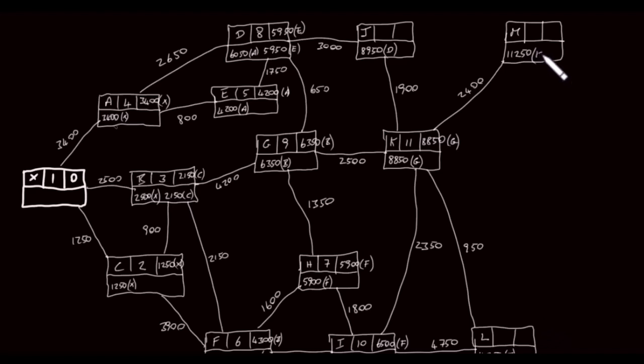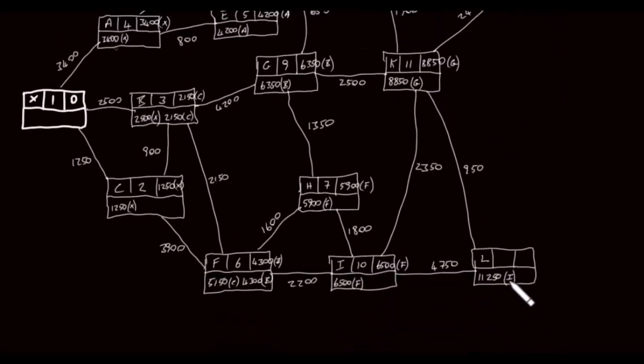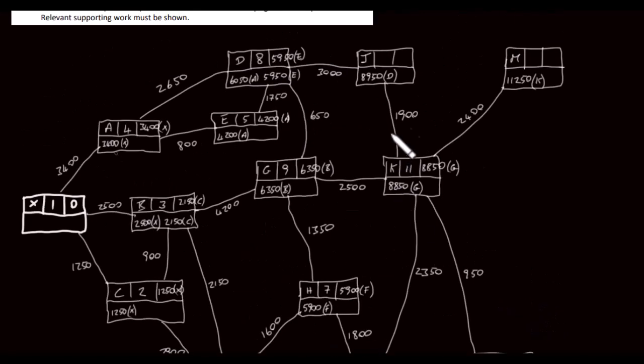And that came from K. And if we come down here then, we have, let's see, 8850 plus 950. That's 9800. That's lower than this, so I'm going to include that here. So it's 9800, and that came from K. And that's it, I think. Yeah, that's everything. So let's see, we need to look at our uncompleted nodes again.